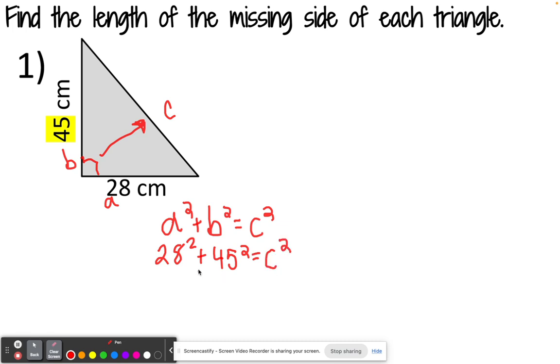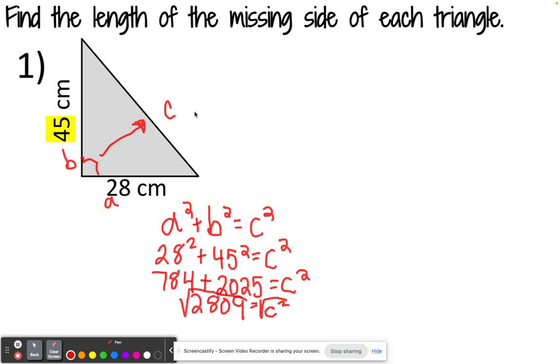Well, 28 squared is 784. You probably want to use your calculator for that. 45 squared is 2025. If I add those together, I will get c squared. And when I add them together, I get 2,809 equals c squared. That is not c. So to find c, I just need to take the square root of both sides.